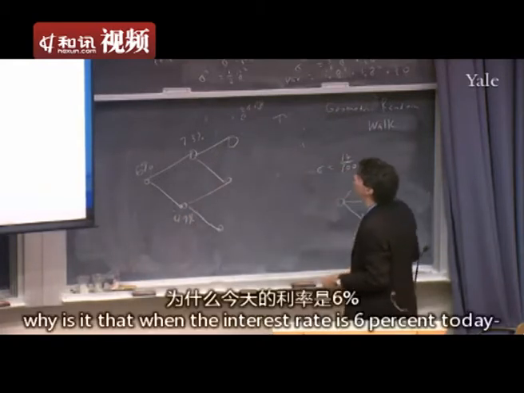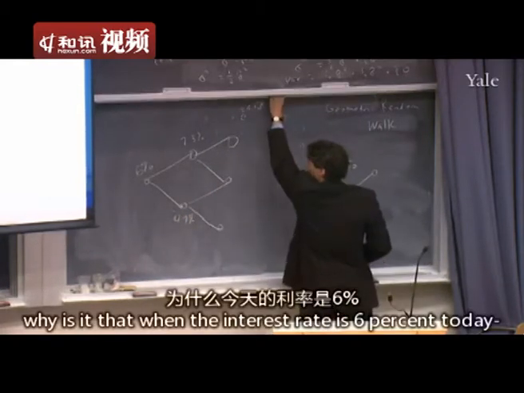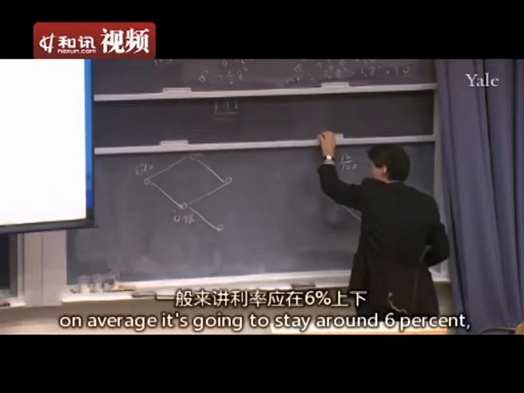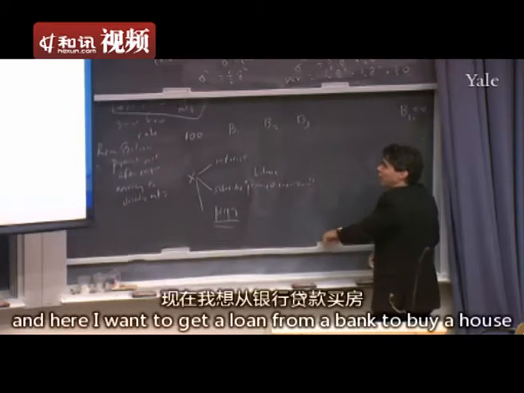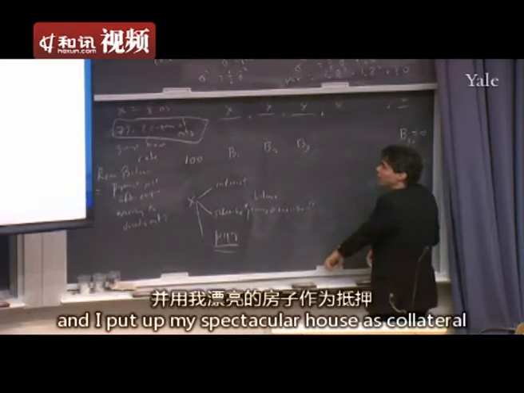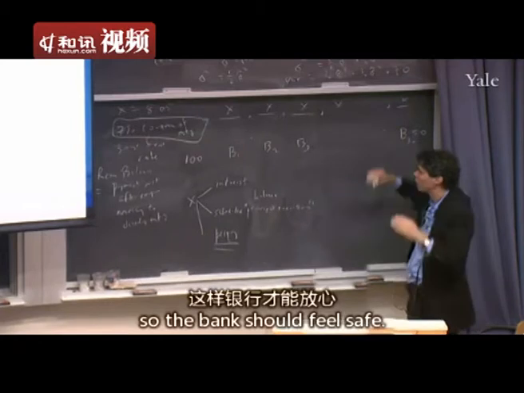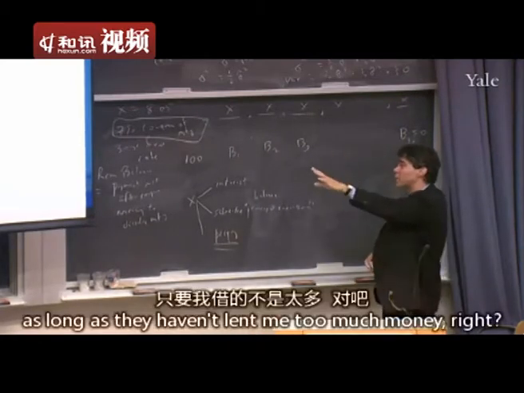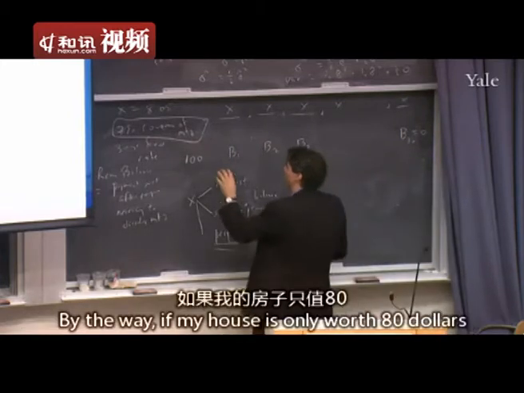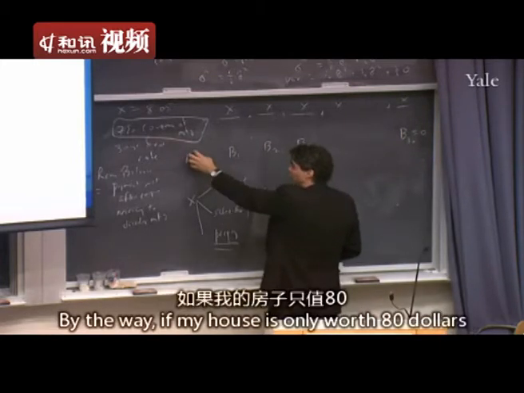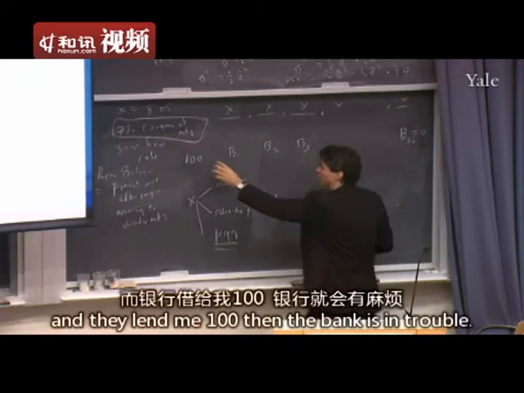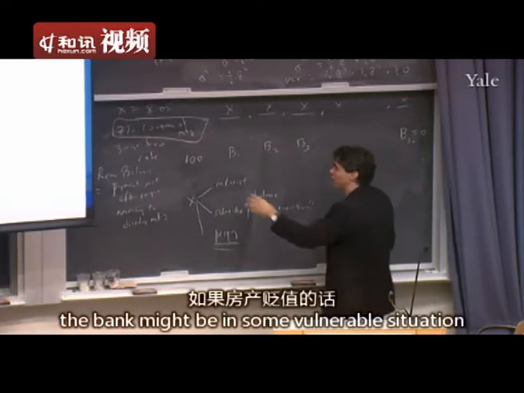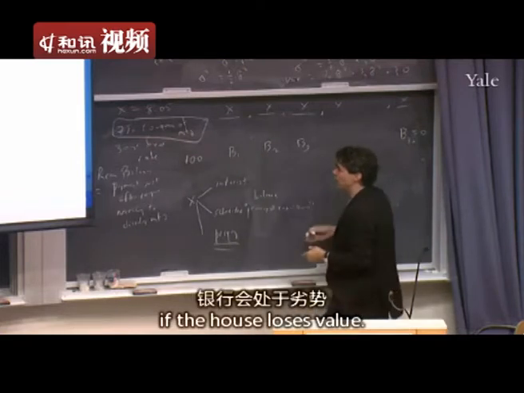Okay, so you tell me, why is it that when the interest rate is 6% today, so everybody knows on average it's going to stay around 6%, and here I want to get a loan from a bank to buy a house, and I put up my spectacular house as collateral, so the bank should feel safe. It's amortizing and all that. They should feel safe as long as they haven't lent me too much money. By the way, if my house is only worth $80 and they lend me $100, then the bank's in trouble. Or if the house is worth $100 and they lend me $100, the bank might be in some vulnerable situation if the house loses value.